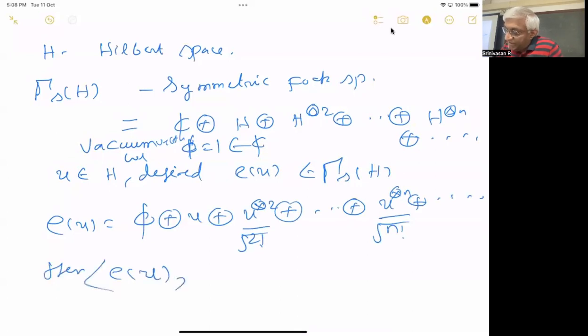This is defined for every vector U, the exponential vector. If you have any vector in the Hilbert space, then you can exponentiate that vector to this exponential E of U. This is very similar to the usual exponential, except that we are putting a square root in the denominator. Usually it will be n factorial. We are putting a square root because we want to get this formula. You can define it the other way also and work with that, but this formula is very convenient. For E of U, E of V, if you take the inner product, we computed the inner product last time, and that is equal to the exponential of the inner product between U and V. It's for this reason we are defining it like that. So this formula holds, and that is why they are called exponential vectors.